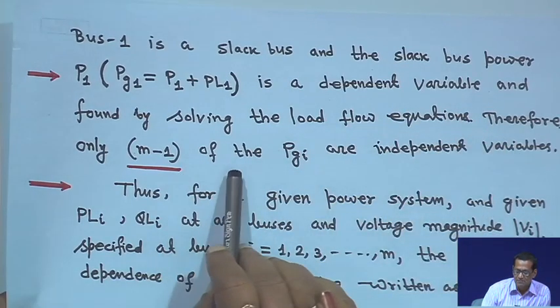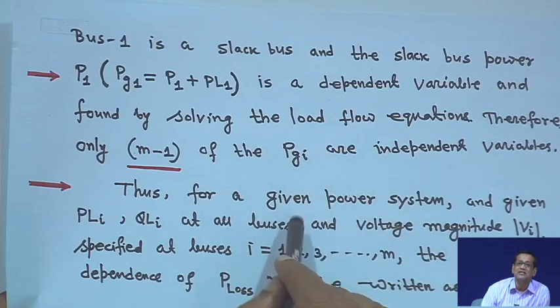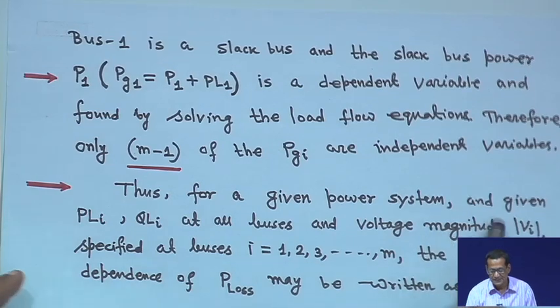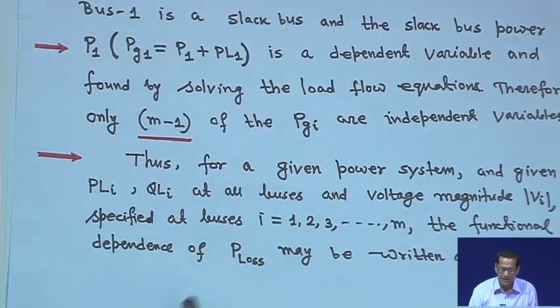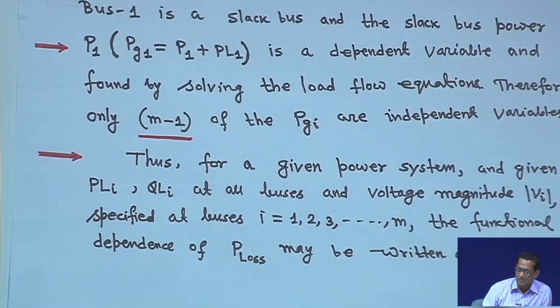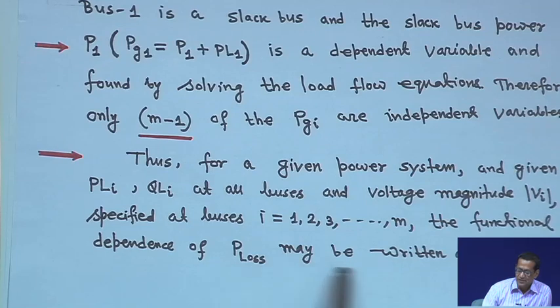Therefore, only M minus 1 of the PGI are independent variables, right. So, for a given power system and given PLI and QLI at all buses, and voltage magnitude Vi specified at buses I equal to 1, 2, 3 up to M, the functional dependence of P loss may be written as.